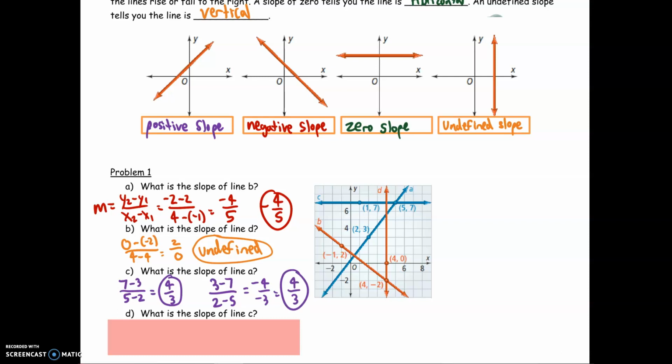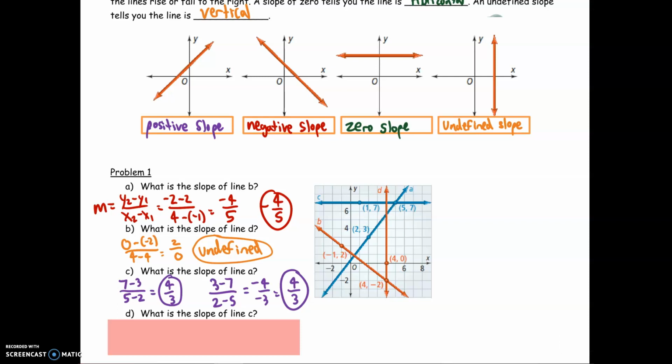So just know that it doesn't really matter which order we subtract them as long as we keep that order consistent. If I start with this coordinate for the y's, I want to do the same thing with the x's. And if I was to start with a 3 for the y's, so again going this direction, I would have to go that same direction for the x's. So you just want to make sure that direction is consistent.